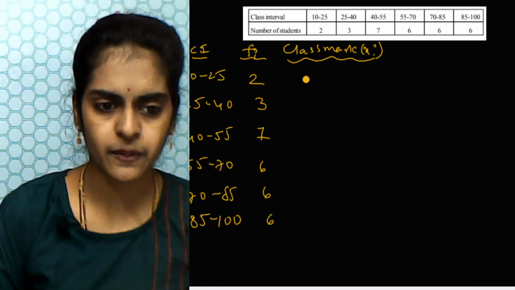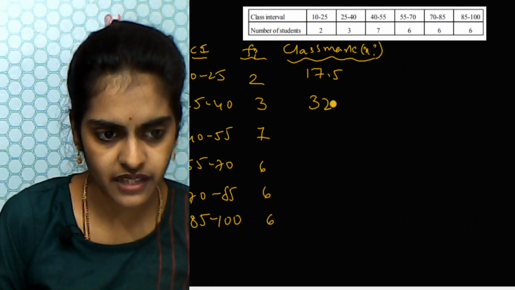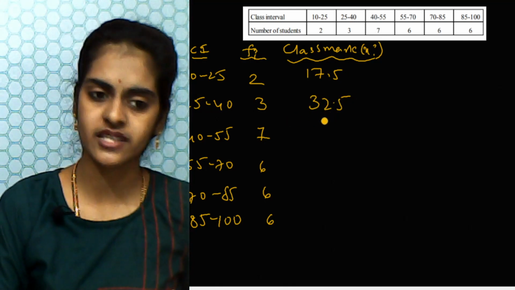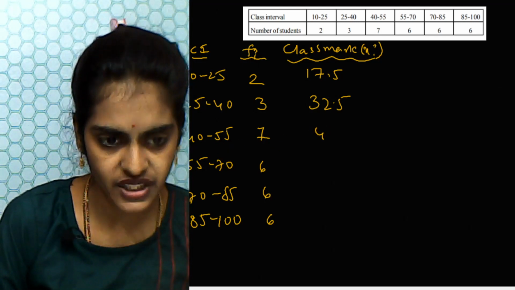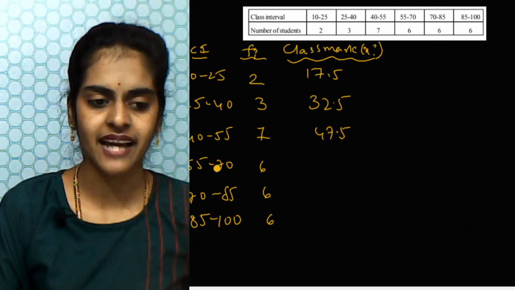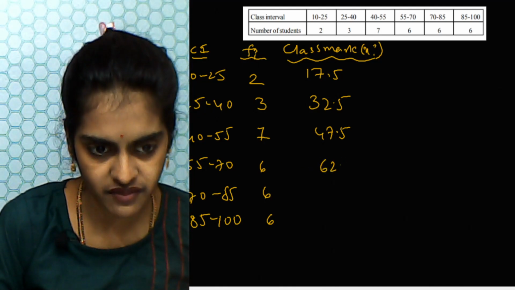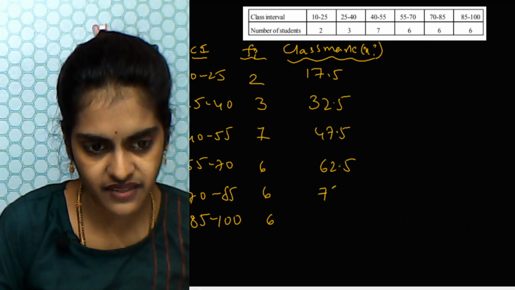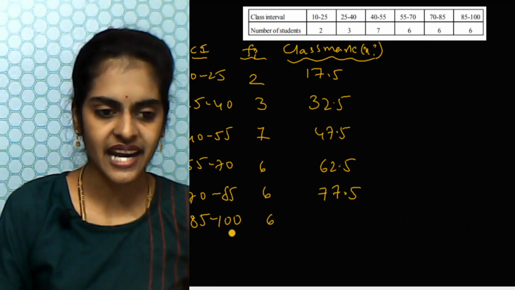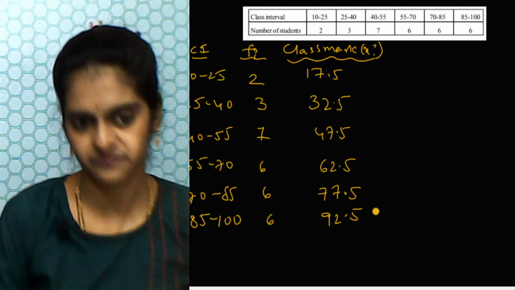So finding the midpoints here, you'll have 17.5, 32.5 (25 plus 40 divided by 2 is 32.5), 40 plus 55 divided by 2 is 47.5, and 55 plus 70 divided by 2 gives you 62.5, and 70 plus 85 divided by 2 gives you 77.5, 85 plus 100 divided by 2 gives you 92.5.